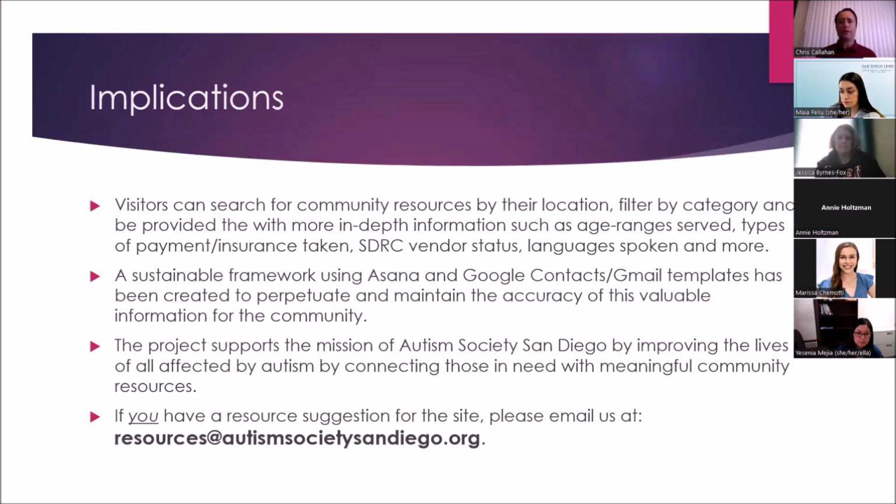The sustainability aspect from the framework: using templates and Asana to kind of automate things. If you've ever sent out a Gmail to be scheduled later, that's what we do with our Gmail templates for follow-up. That way we kind of ensure that as these resources grow and we get more and more people involved, it doesn't become a big crunch say January 1st next year. And the project itself supports the mission of Autism Society San Diego by improving the lives of all affected by autism through connection of those in need with meaningful community resources.